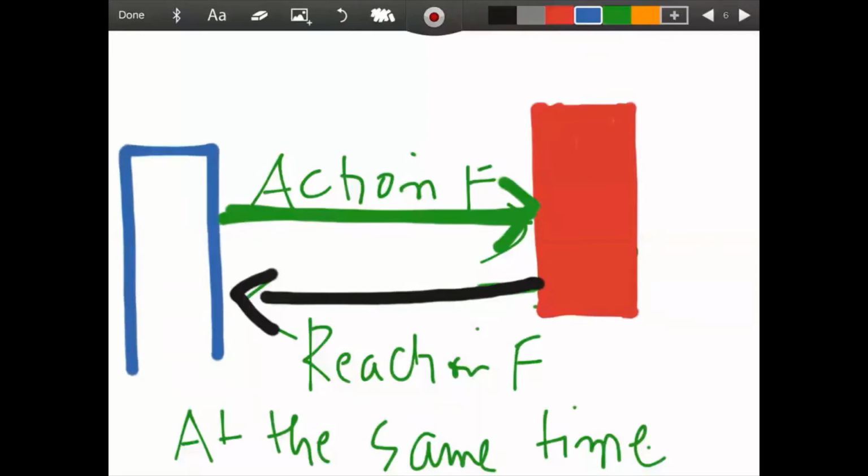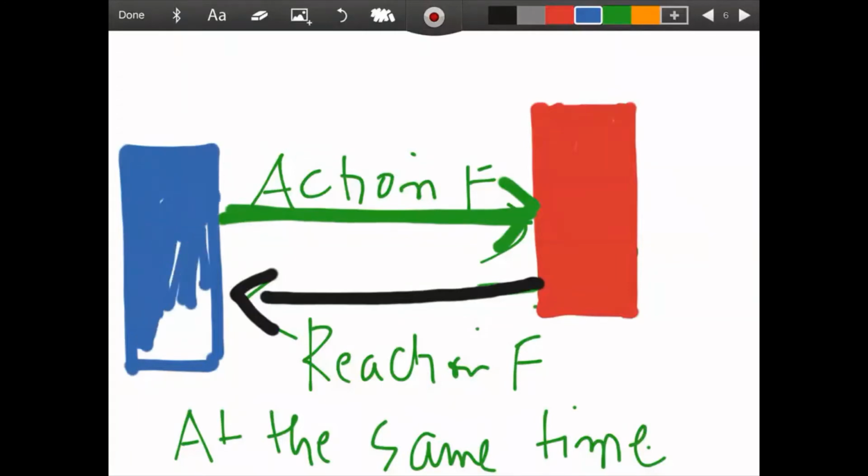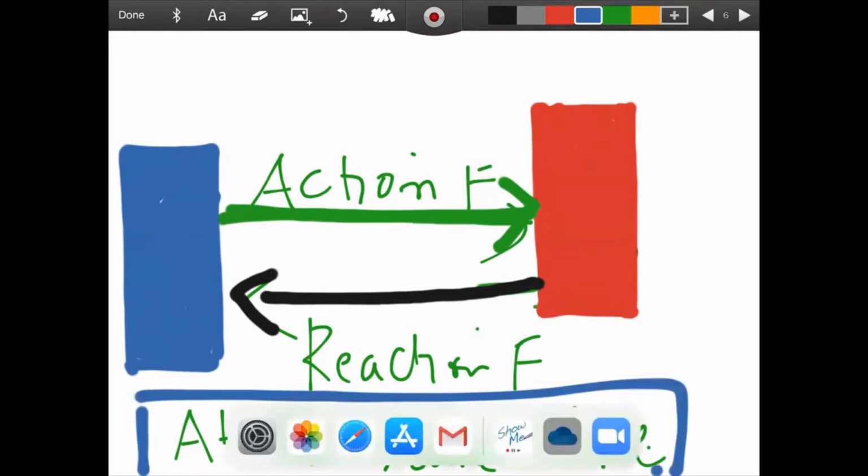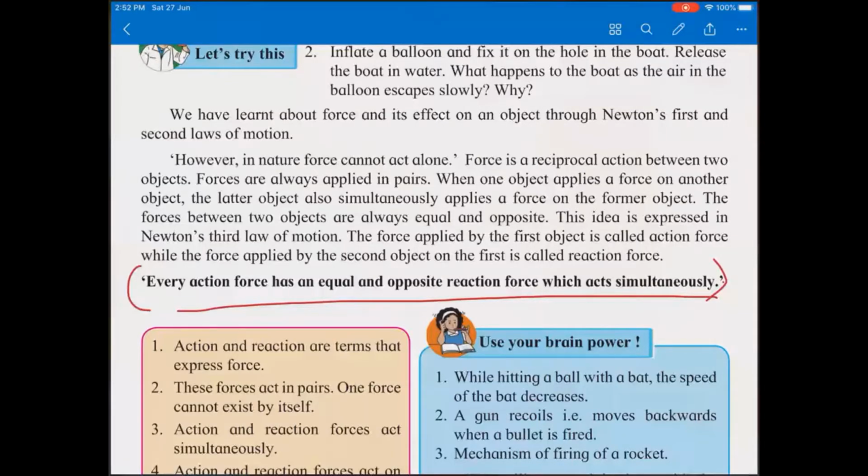So that first object, we will keep it here. It can be anything. Like when we apply a force, we are the blue colored, and the object on which we are applying the force is the red colored. We are applying a force on the red colored object, our force is shown by the green color, that is the action force, and the reaction which is produced is shown by the black. This happens at the same time, very important. That is why in the sentence, they have stressed simultaneously: every action force has an equal and opposite reaction force which acts simultaneously.